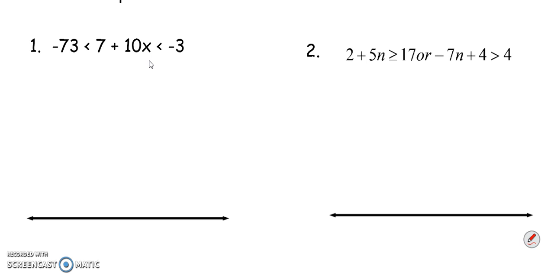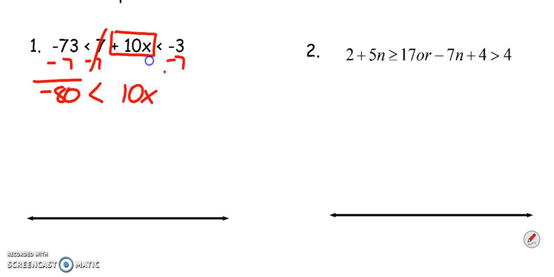To get that x in the middle, we have to get rid of the 7. I'm going to put a box around what I need by itself. So I need that alone. To get rid of the 7, I subtract it. I'm going to subtract it here, but since there are 3 parts to this inequality, I have to subtract it 3 times. So -73 minus 7 makes -80. Those 7's cancel out. I'm going to bring the less than symbol down. I'm going to put the 10x in the middle. And over here, I bring the less than down again, and I have -10. Now to solve this, I need just x, so I have to divide by 10.